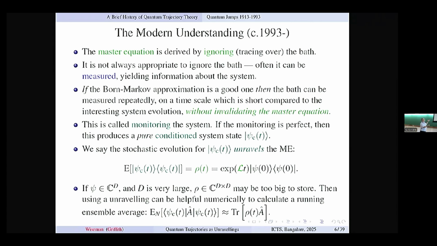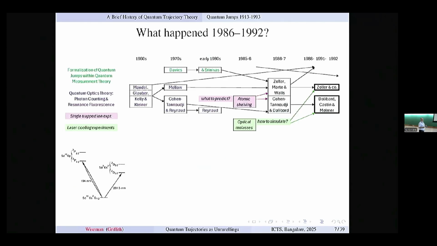Okay, so that's where things were in 1993, which is very different from where they were in 1985. So what is it that happened in the intervening period? Again, Klaus already talked something about this, but I want to give a slightly longer view history of the things that led up to it. So the roots, I think, go back to photodetection theory in the 1960s. This was work by Mandel, Glauber, and Kelly and Kleiner. And then in the 1970s, this was applied to atomic systems, in particular resonance fluorescence, exactly the example that I was talking about, by people like Mollow and Cohen-Tannoudji and Reynaud.